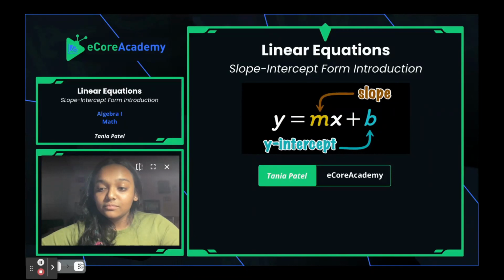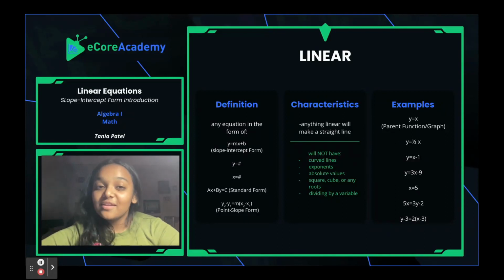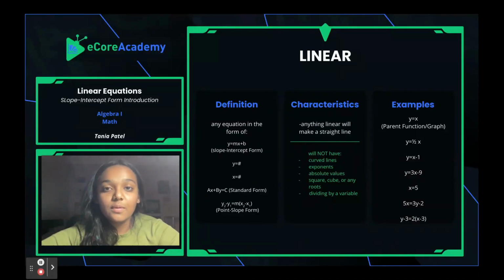So you may be wondering, what even is linear? Well, I'm sure you know that when you think of linear, you think of line. That's what I've always thought of. But if you didn't, this is a great trick. The definition of a linear equation is that it's any equation in the form of y equals mx plus b, which is the slope-intercept formula, which is what we are going to be using.